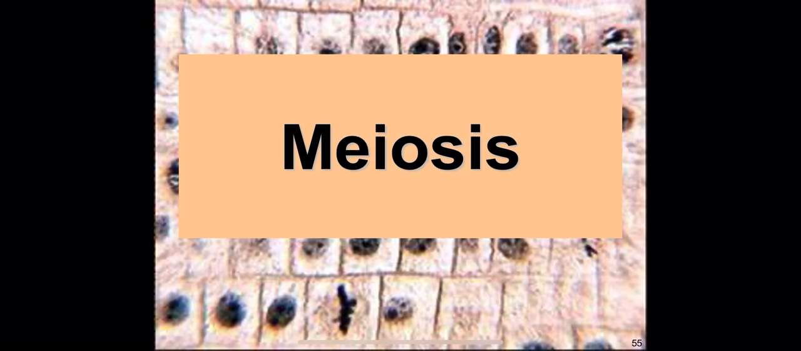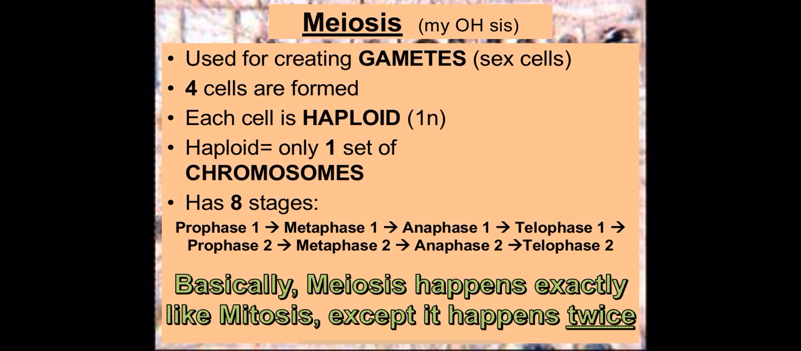And this brings us to meiosis. Meiosis and mitosis are very, very similar, except mitosis is asexual. Meiosis is sexual. So meiosis is for creating sex cells, sperm, egg. We call them gametes. So instead of making 2 cells like you did during mitosis, you're now making 4 cells.